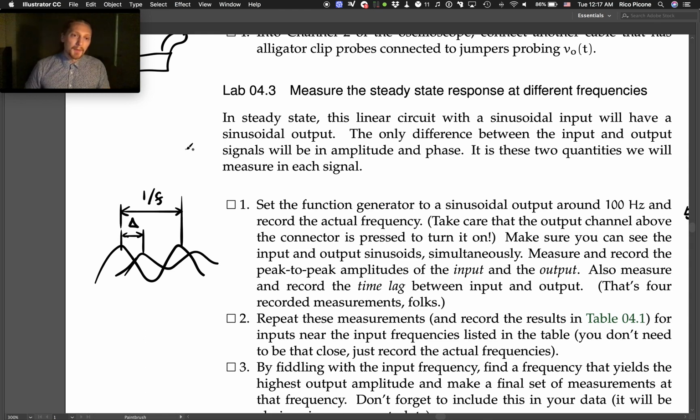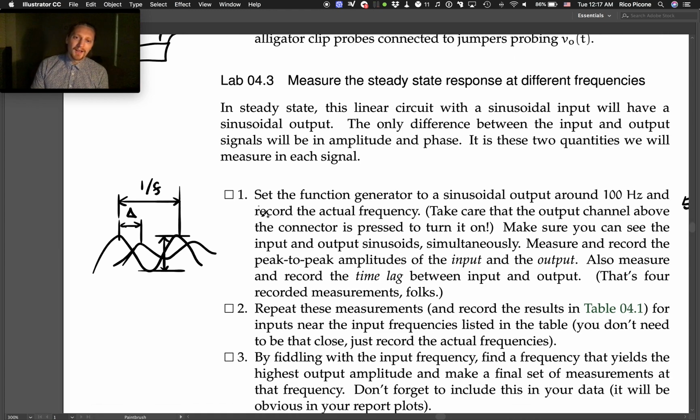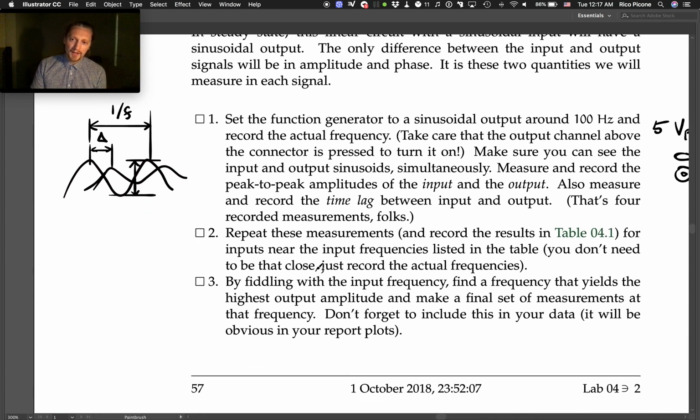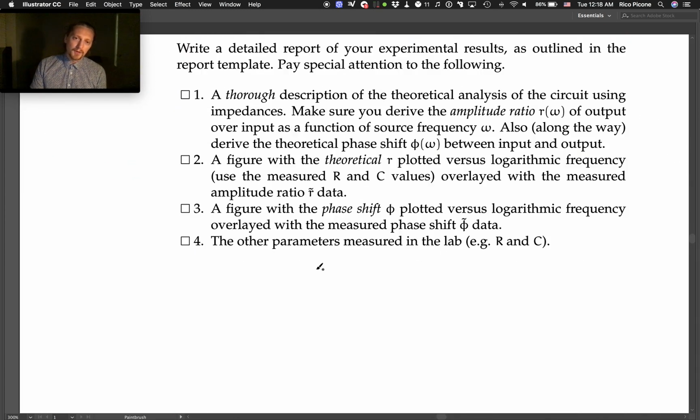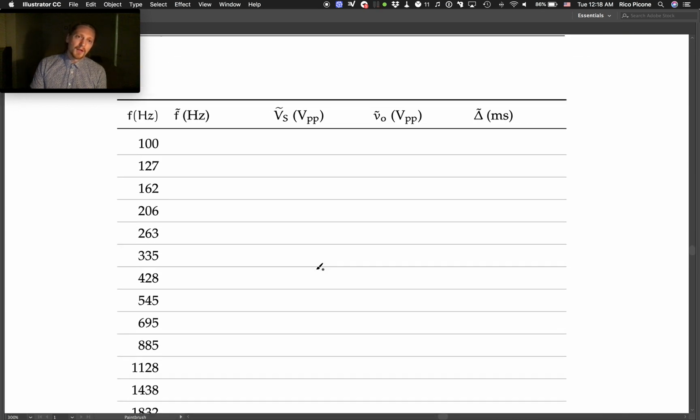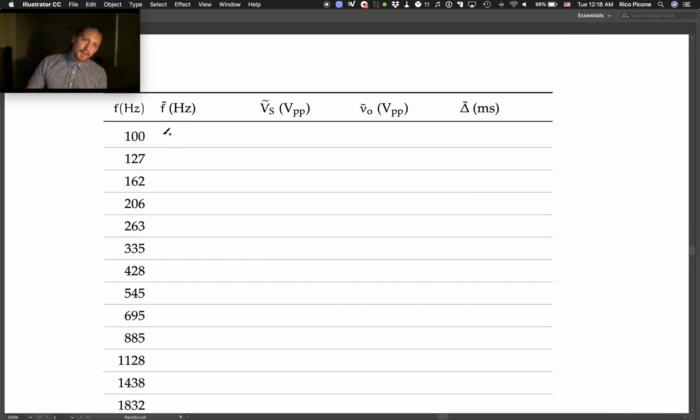And then you want to measure the peak to peak voltage. Remember, peak to peak is from peak down to peak. That's the peak-to-peak voltage of the input signal and of the output signal. So that's 4 measurements, and then record it. So repeat it and fill up this table. So down here is this table. Let's fill it up. So frequency measurement, get close to 100 hertz.